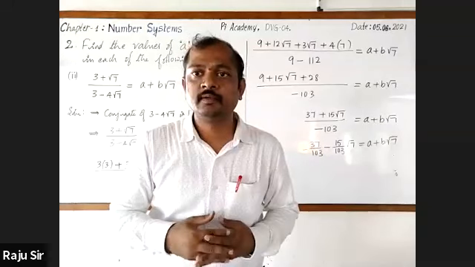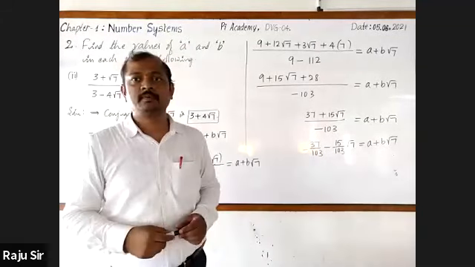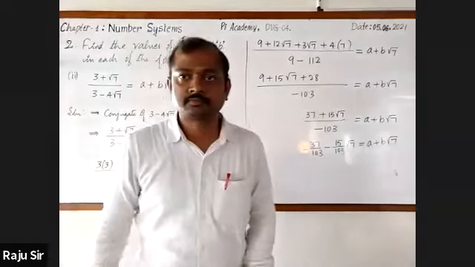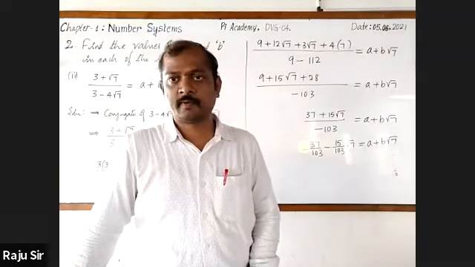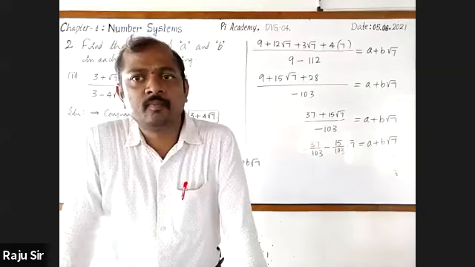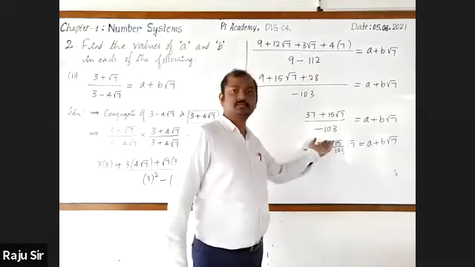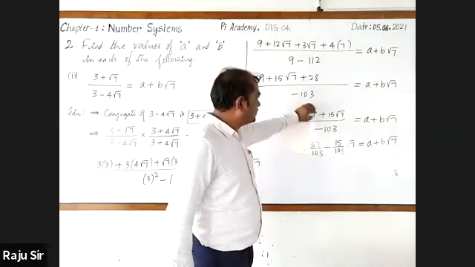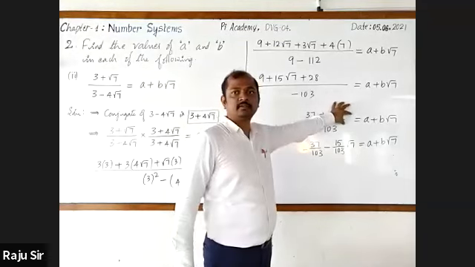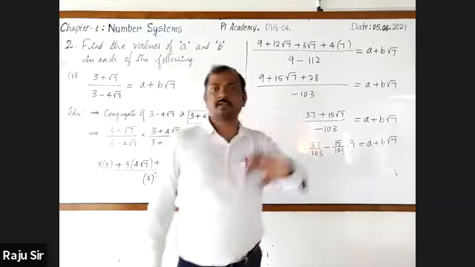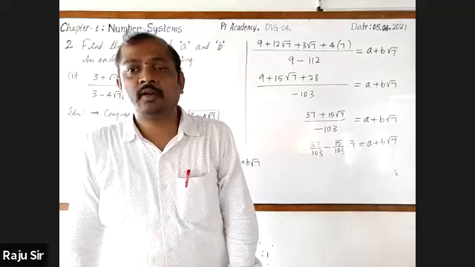Could you tell the next step? Sir, we should add. No. Should we add them? Sir, minus 37 minus 15. No. These two are different. This is just an integer, this is an irrational. Rational and irrational numbers cannot be added or subtracted.